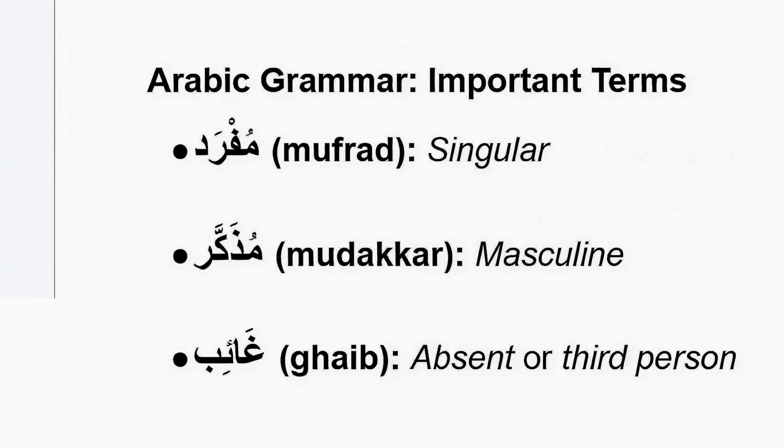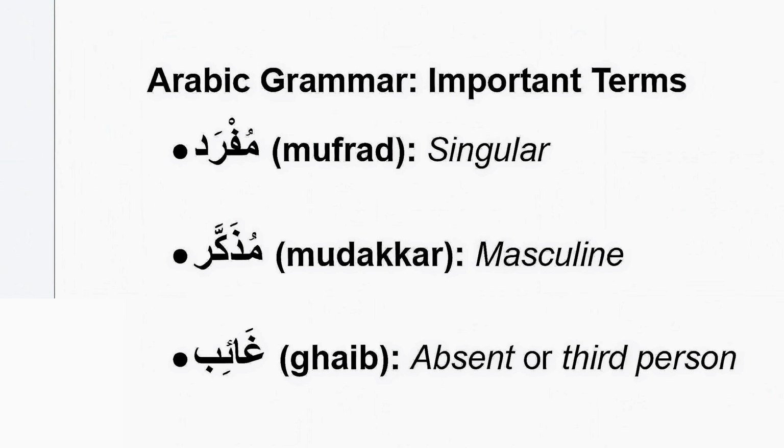This is called ghaib in Arabic, because we are talking about a person who is not involved in the conversation. Here are some important terms. Mufrad means singular, because we are talking about one person. We say he helped, one person. Then Mudhakkar is used for masculine. We are talking about a masculine person.